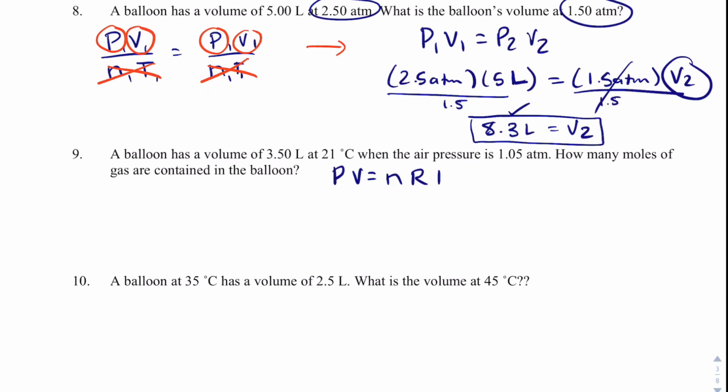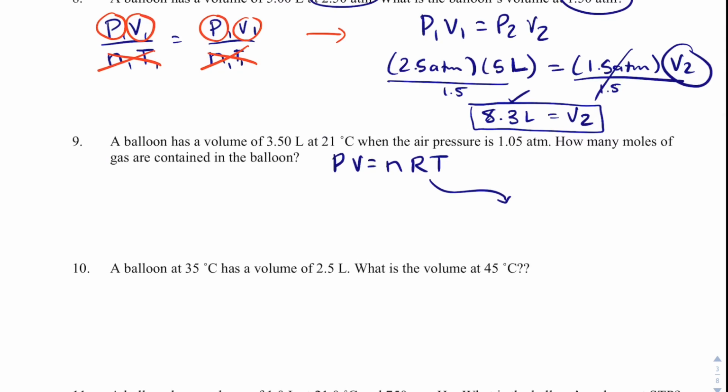So PV equals nRT. And when we use PV equals nRT, you need to use this R value, 0.08206. At other times I round it to 0.0821. So if you use 0.0821, no worries. If you use 0.0826, no worries at all.